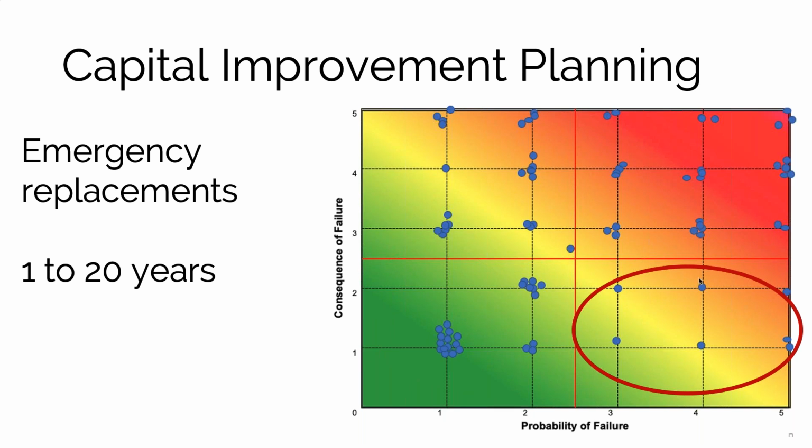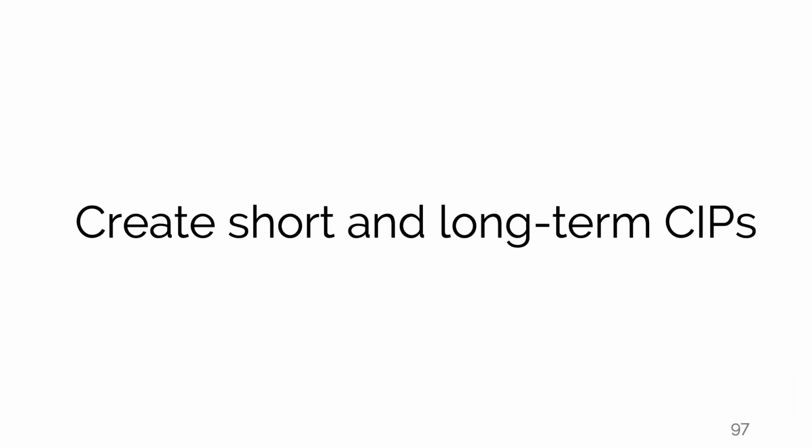These are going to be our emergency replacements, where we're going to let them run to failure, and we'll call it a managed failure. So we want to have some money available, but we're not going to replace them until we have to. We're going to use the whole life of the asset.